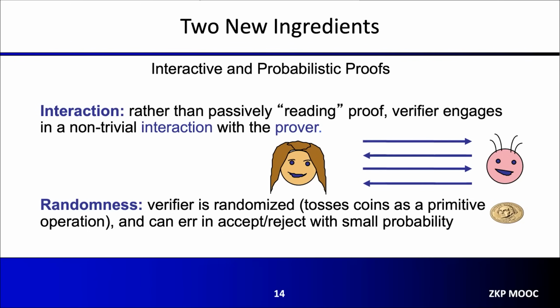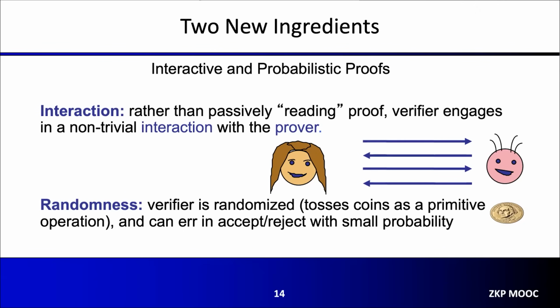One of them is going to be interaction. Rather than the verifier just passively reading the proof, he's going to have to be engaged in a non-trivial interaction with the prover. So like you see in this picture, there'll be messages going back and forth. Prover sending a message to the verifier, answers back and forth, back and forth. It might be 3 steps, it might be 2 steps, it might be length of x steps, but it will be a polynomial number of steps. It will be more than a single message from prover to verifier.